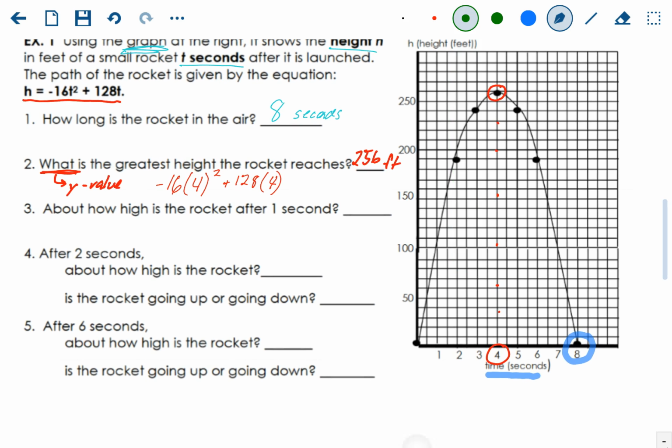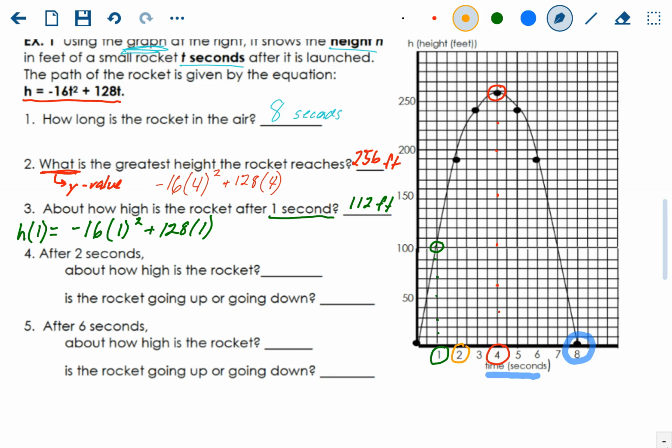Alright, about how high is the rocket after 1 second? Same thing. We know it's 1 second right there on the x-axis. It looks like it's about 100. But we can figure it out for sure by plugging it into the equation. We know t, so we're trying to find h of t. h of 1 is negative 16 times 1 squared plus 128 times 1. Again, plug that into the calculator and make sure you get 112 out. So it is about 100, but more specifically, it is 112.